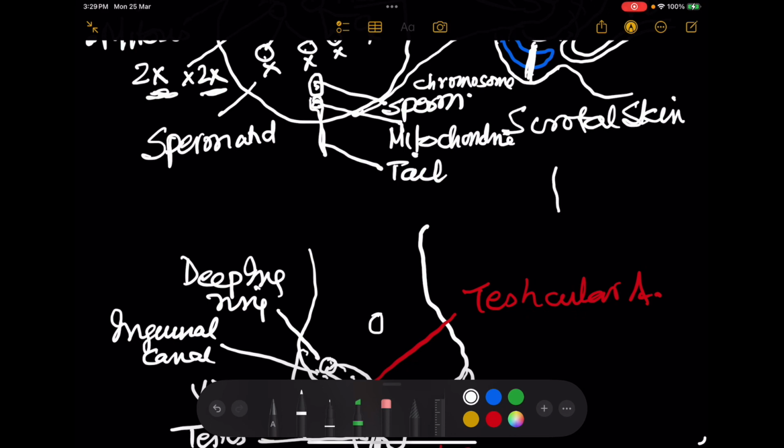Now the sperm has a head which contains the chromosomal material, that is 1X, half the chromosomes, 23 chromosomes. Then it has mitochondria, which is the energy storing area. And finally, it has a long tail which keeps on rotating and propelling the sperm forward. So this is the formation of the sperm.